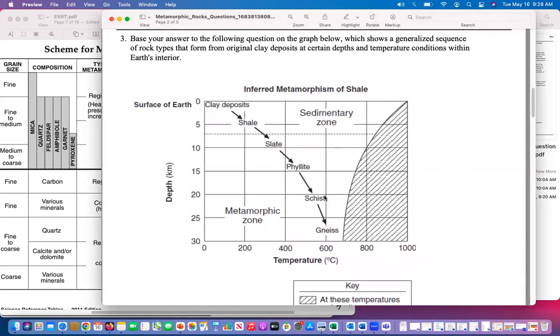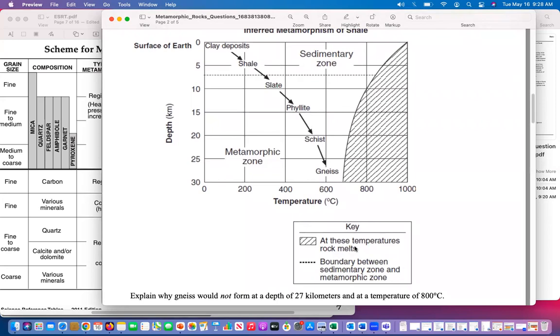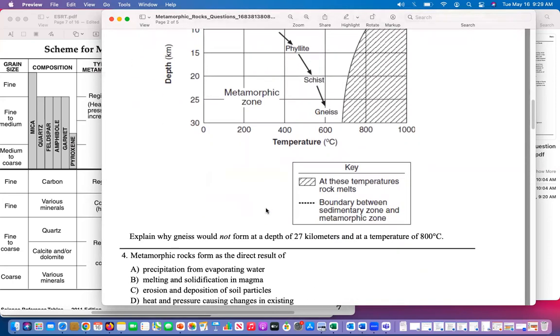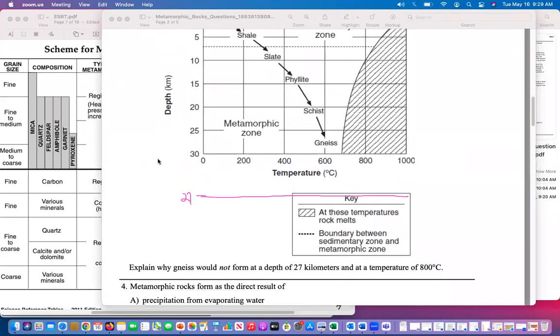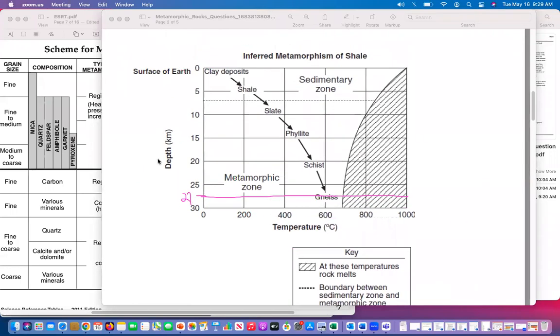It's giving us these different rocks, and it tells us the depth, right? So as you go deeper into depth, it tells us what's happening to these rocks. This symbol means that at these temperatures, the rock melts, okay? And so let's see. Explain why gneiss would not form at a depth of 27 kilometers and at a temperature of 800. So I'm going to go to 27, which is somewhere around here, right? 27 is around here. All right. I know my line is not completely straight. And it says at a temperature of 800. So 27 is here and 800 Celsius is right here.